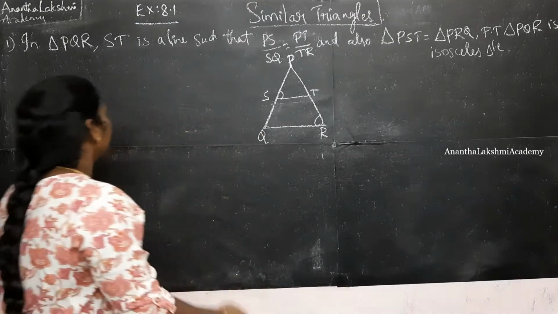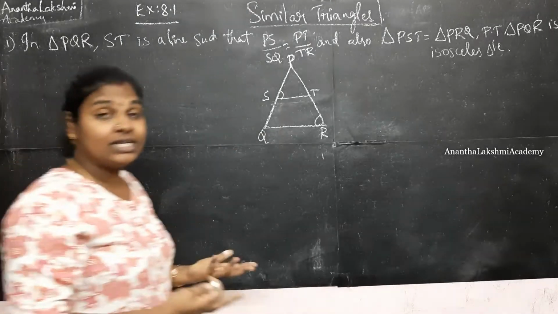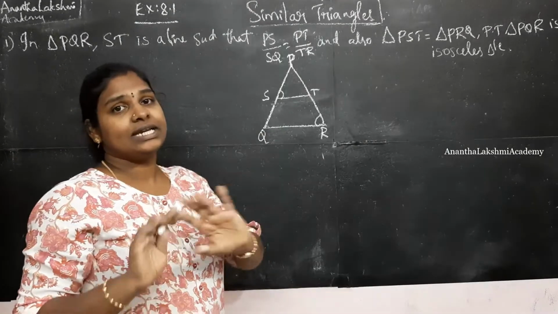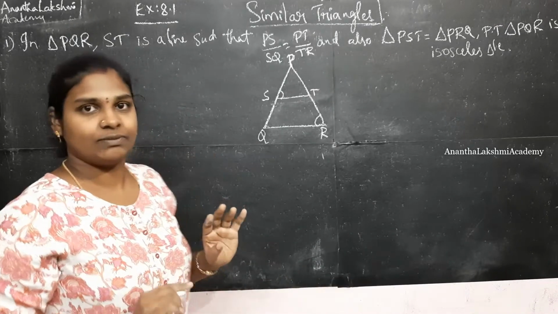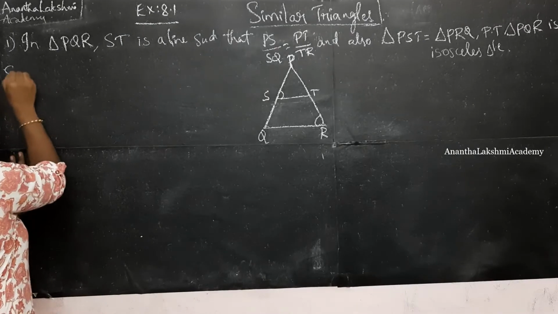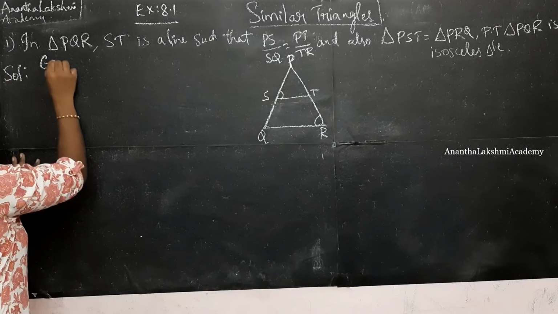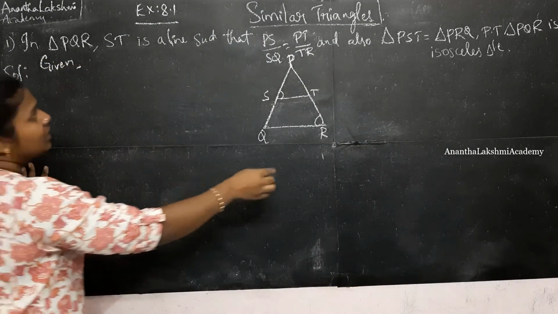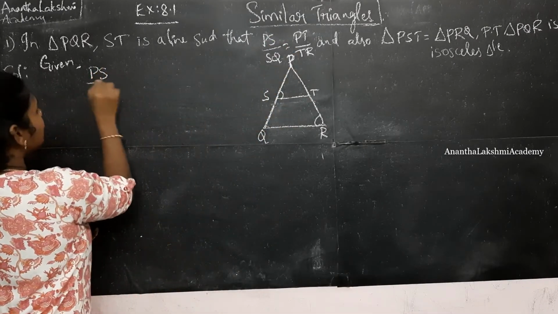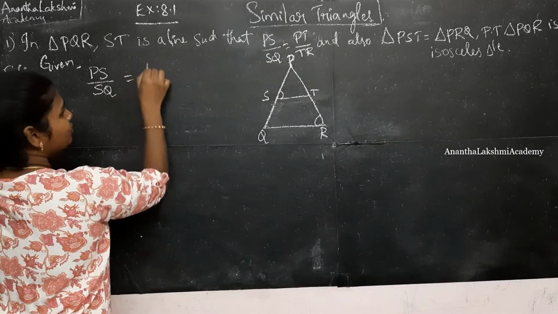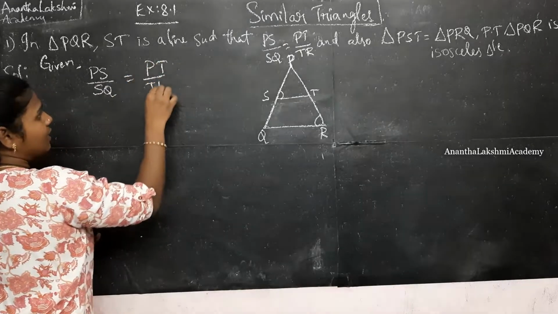Then prove that triangle PQR is an isosceles triangle. Okay, so especially in similar triangles problems, it is very much necessary for us to write the given statements. What is given? ST is a line such that PS by SQ is equal to PT by TR.